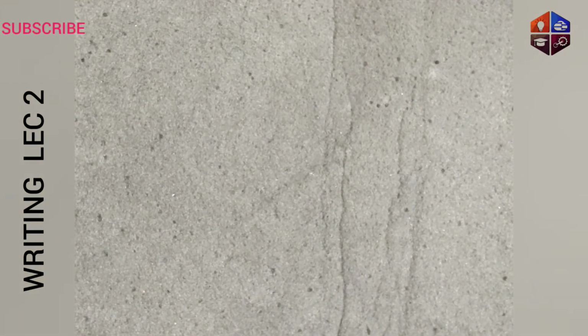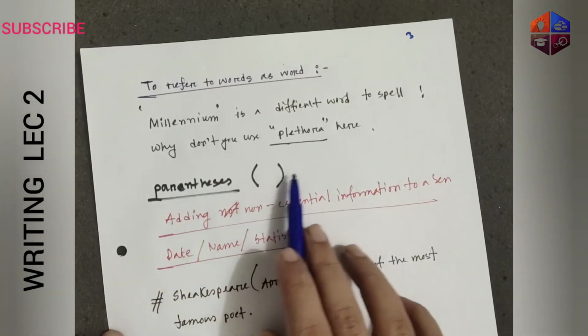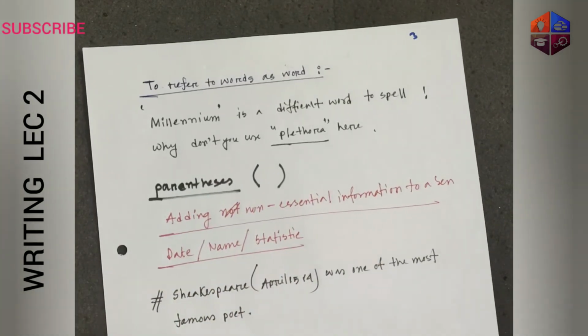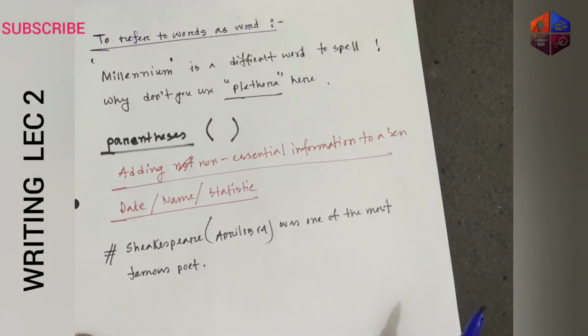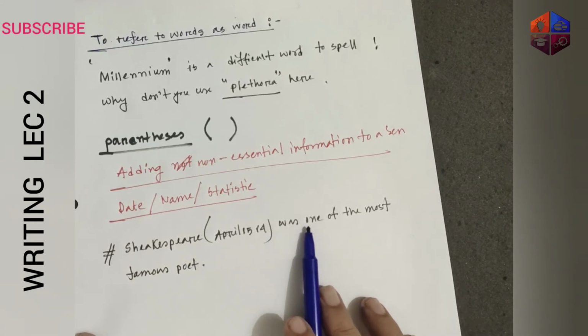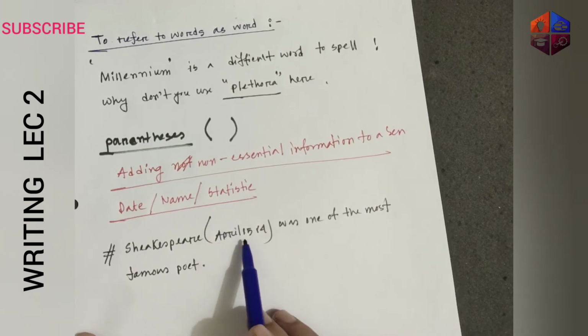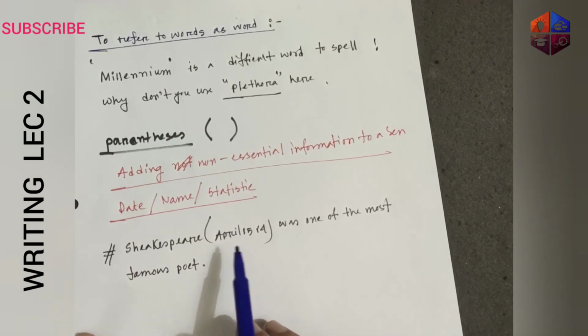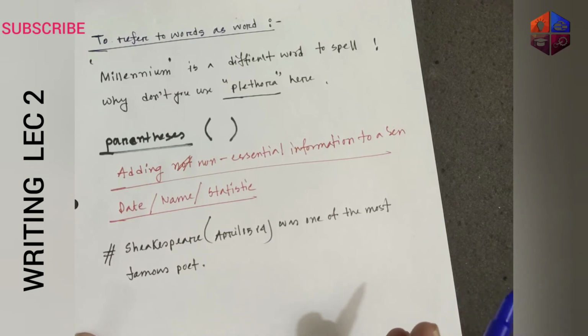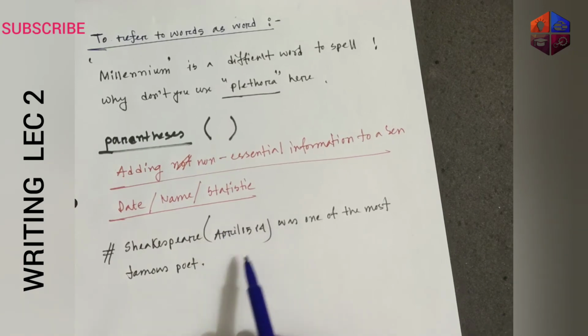Now the last one, here you can see parentheses. This sign is normally used to express non-essential information. Here you can see the example. Shakespeare (April 1564) was one of the most famous poets. That means he was born in April 1564. This is not extremely important or essential information, but if you want to add something more, you can use this sign to express yourself.